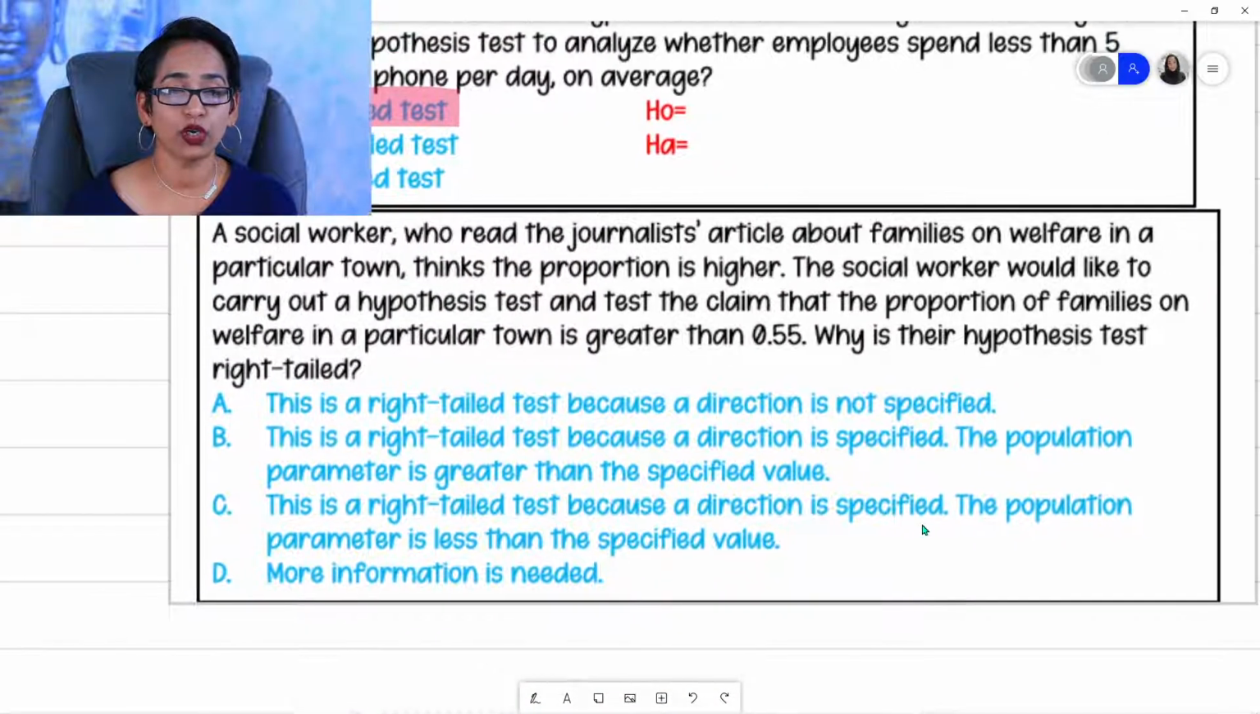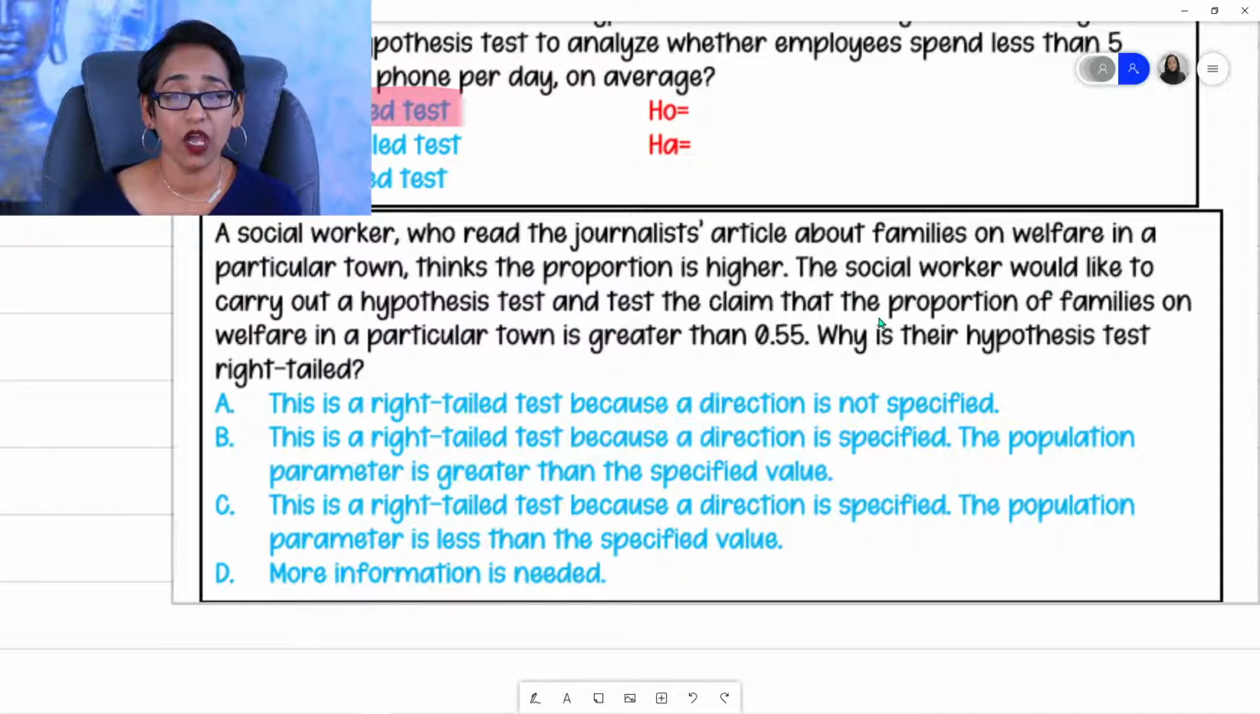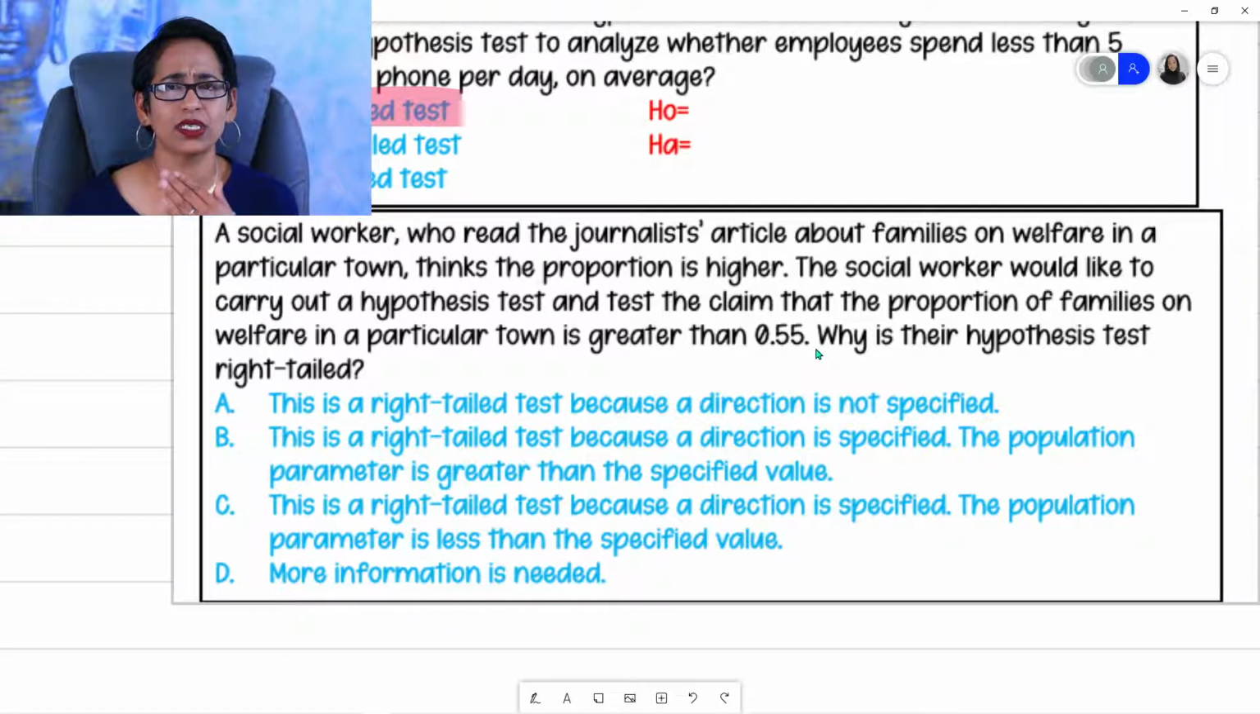A social worker who reads a journalist's article about families on welfare in a particular town thinks the proportion is higher. Higher is greater than. The social worker would like to carry out a hypothesis test and test the claim that the proportion of families on welfare in the town is greater than. Why is the hypothesis right-tailed? Okay, remember, only my alternative determines my hypothesis.